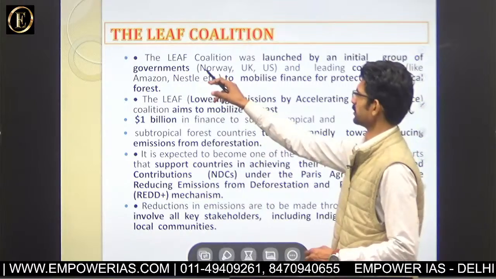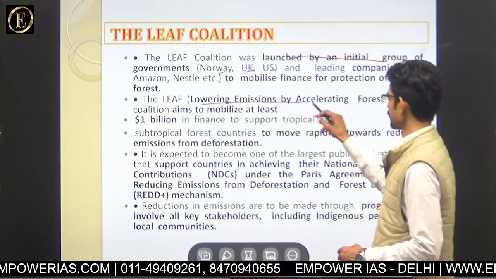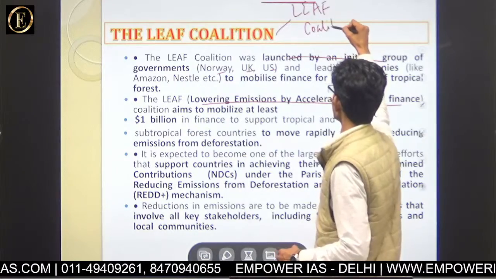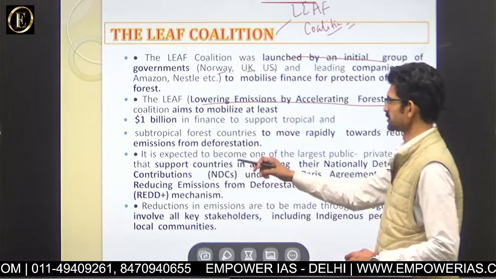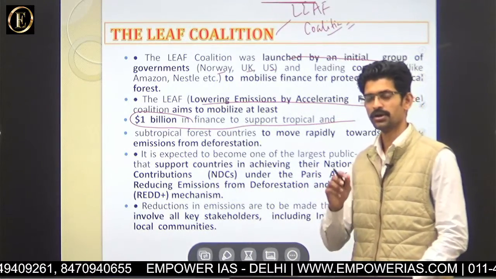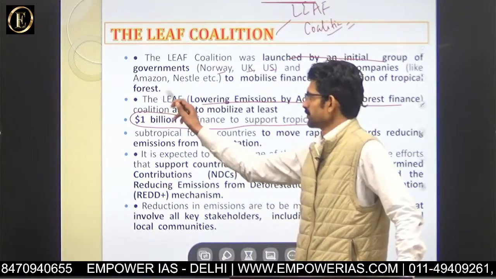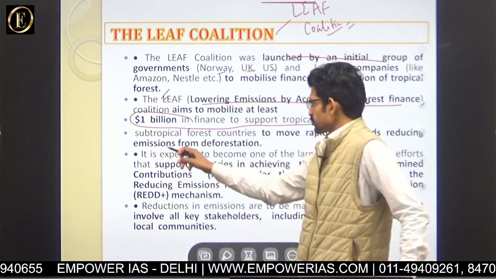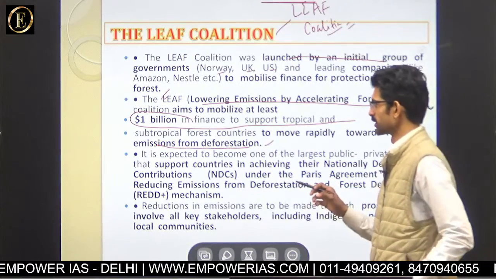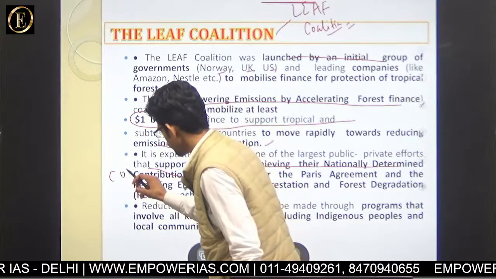The LEAF Coalition is now launched by an initiating group of Norway, UK and USA, Lowering Emission by Accelerating Forest finance. LEAF Coalition, remember it for your prelims as well as mains, aims to mobilize $1 billion finance to support the tropical and subtropical forest areas. We have mobilized $1 billion fund for the development of tropical and subtropical forest areas under the LEAF project with Norway, US and UK, and it leads to reduction of emission from deforestation and reduction of deforestation by creating more forestation in the green zones and supports countries in achieving their nationally determined contribution under COP21 target.